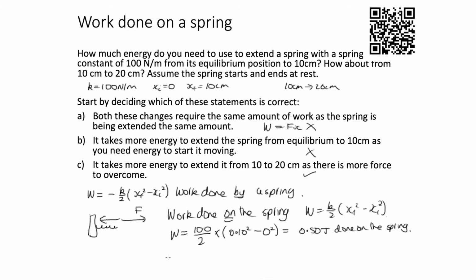And we're then asked, what about from 10 centimeters to 20 centimeters? So again, I'm substituting in. I've got 100 over 2, and this is from 0.20 squared minus 0.10 squared. And so solving this, I get 1.5 joules done on this spring.